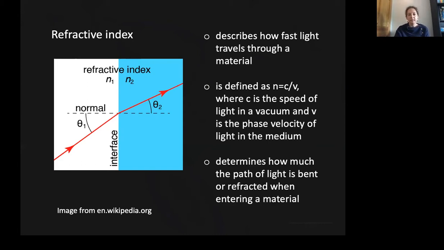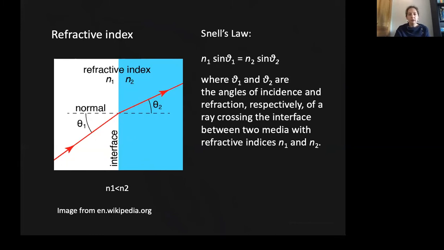The refractive index of a material determines how much the path of light is bent or refracted when entering a material. This is described by Snell's law of refraction, as shown here, where θ1 and θ2 are the angles of incidence and refraction, respectively, of a ray crossing the interface between two media with refractive indices N1 and N2.